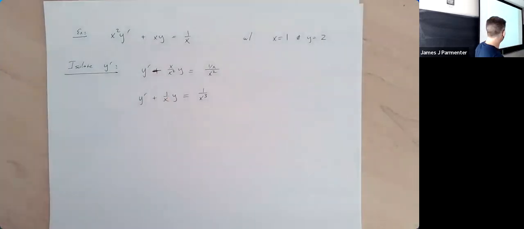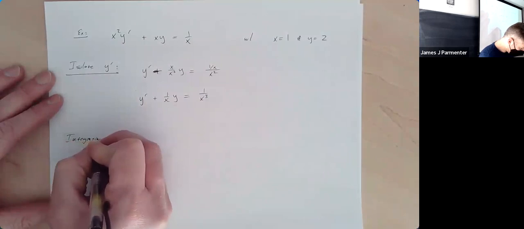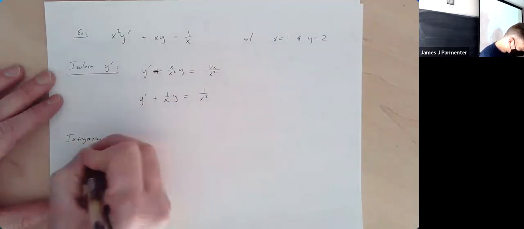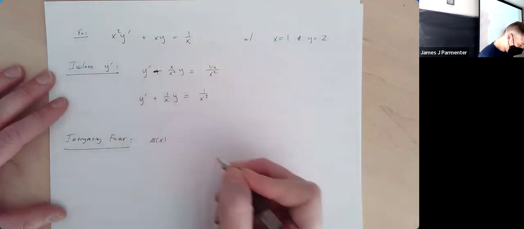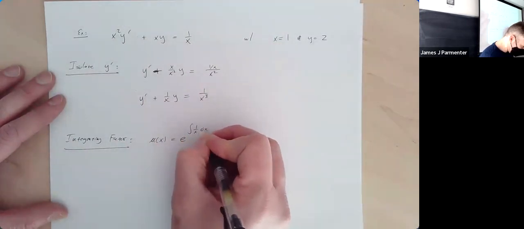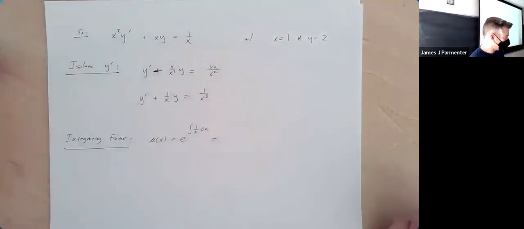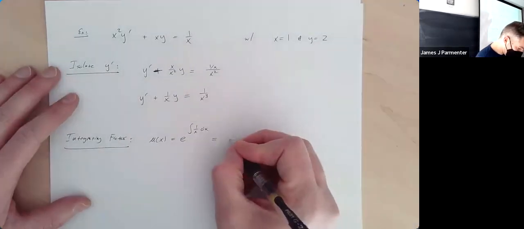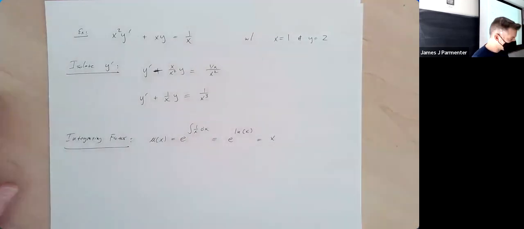And then he's totally cool with us just finding the integrating factor and jumping to the end. So let's find the integrating factor. That's going to be mu of x equal to e to the integral of 1/x dx. I don't think he wants you to write the absolute value, right? Okay, cool. This is e to the natural log of x, which is just going to be x.